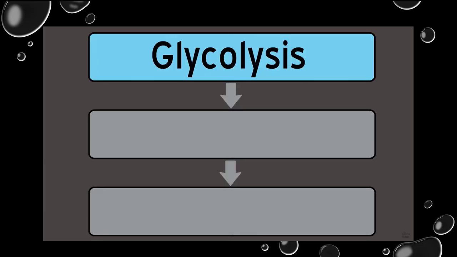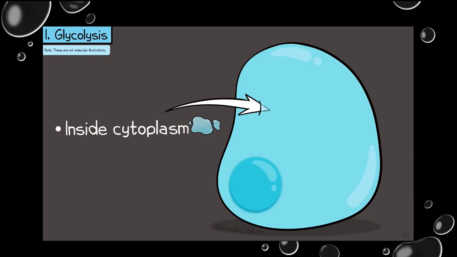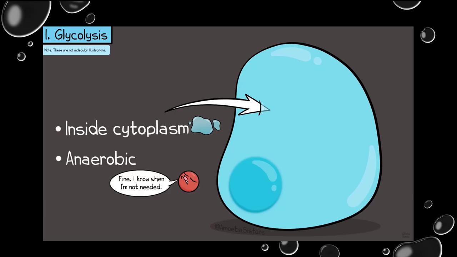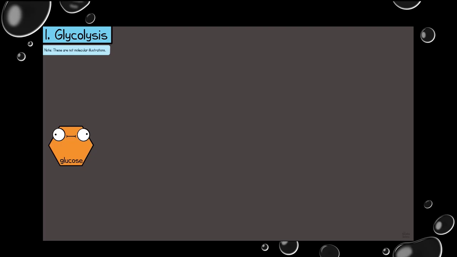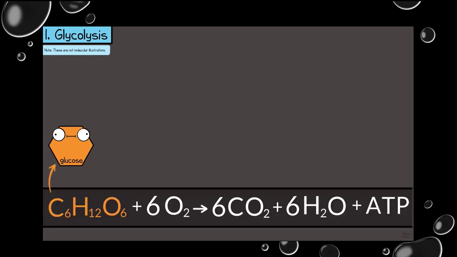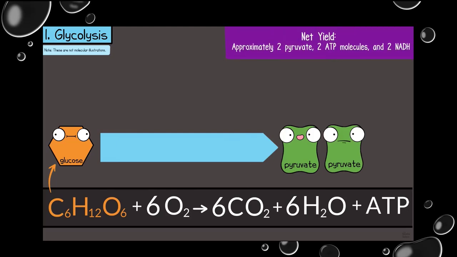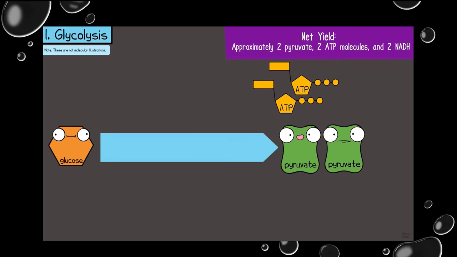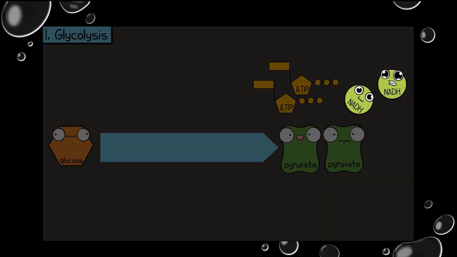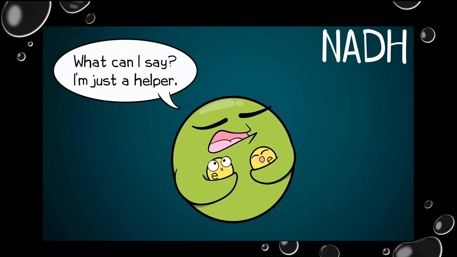Step 1, glycolysis. This step takes place in the cytoplasm, and this step does not require oxygen. It's considered anaerobic. In glycolysis, glucose, the sugar from the equation, is converted into a more usable form called pyruvate. Glycolysis usually takes a little ATP itself to start up. The net yield from this step is approximately 2 pyruvate and 2 ATP molecules, and 2 NADH. What is NADH? NADH is a coenzyme, and it has the ability to transfer electrons, which will be very useful in making even more ATP later on. We'll get to that in a minute.